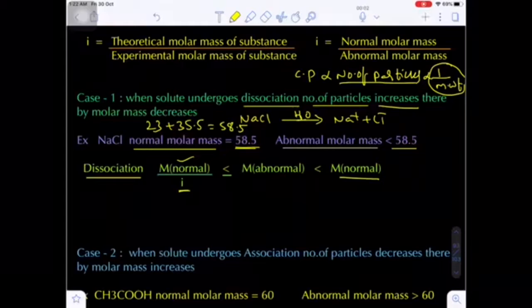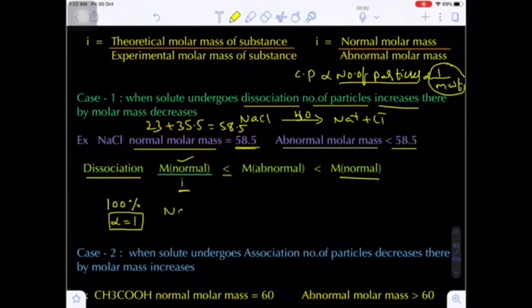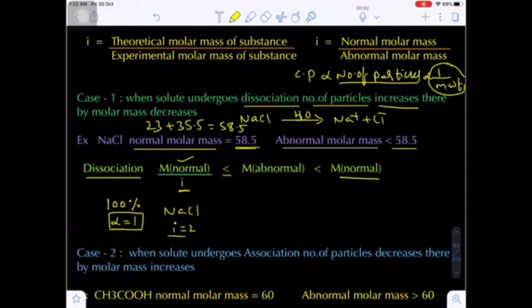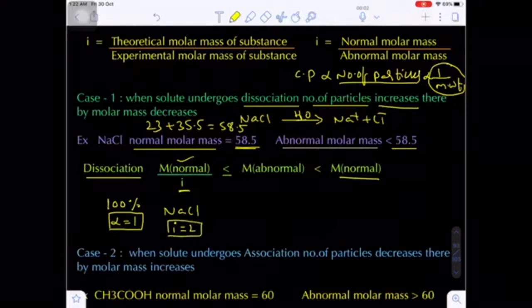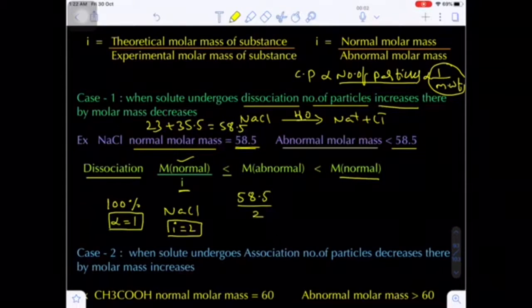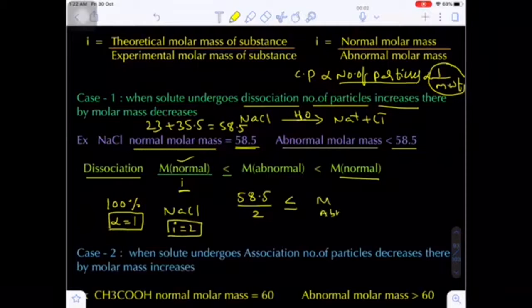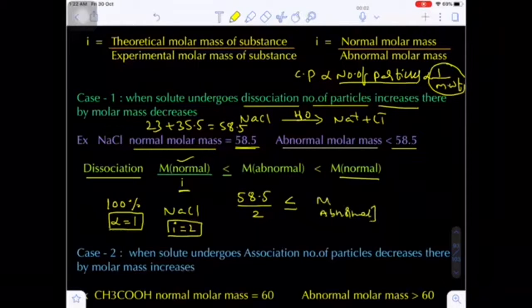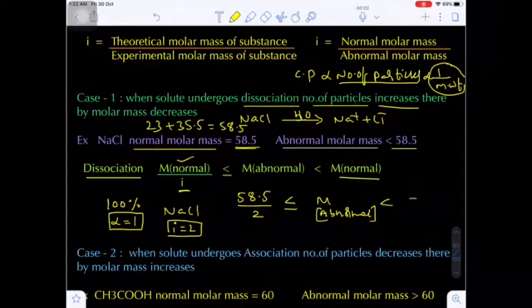Let's suppose 100% ionization occurs, that means the alpha value is equal to 1. In case of NaCl, the number of particles will be 2 in the solution, that means iota is also 2. When iota is 2, what is the abnormal molar mass of NaCl? That will be 58.5 divided by 2. This is if it is undergoing 100% dissociation. The abnormal molar mass of NaCl is less than the normal molar mass. What is the normal molar mass? Actually 58.5. Are you getting my point?